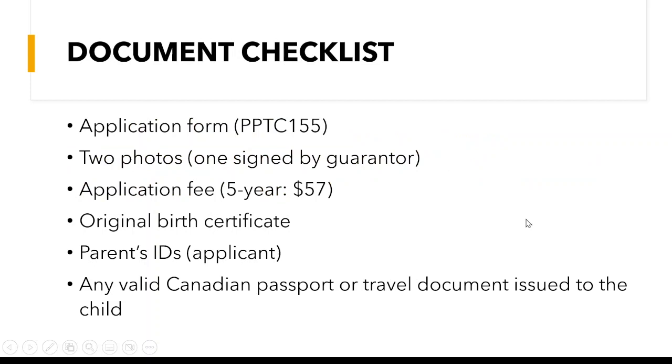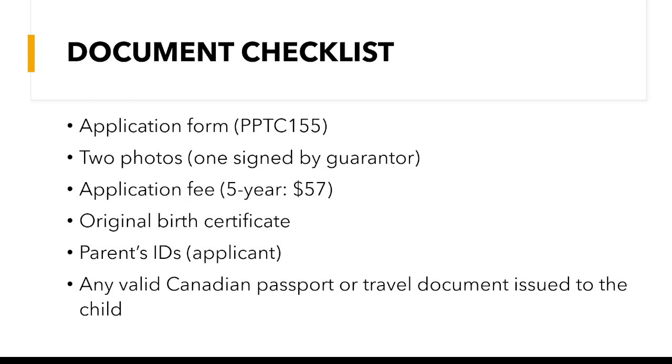Okay, the last part, document checklist. What kind of documents do you need to get ready for the application? First, application form, PPTC 155. I just guided you on how to fill in the application form. Then, second, two photos, one signed by the guarantor. Third, application fee, 5-year, $57.